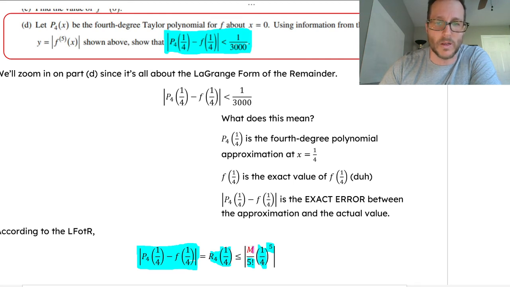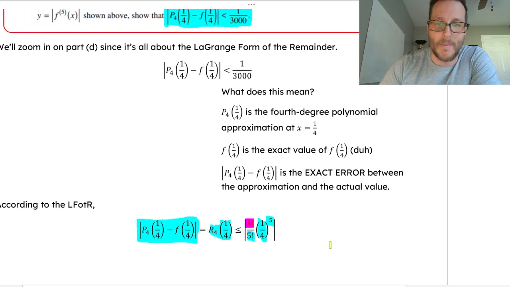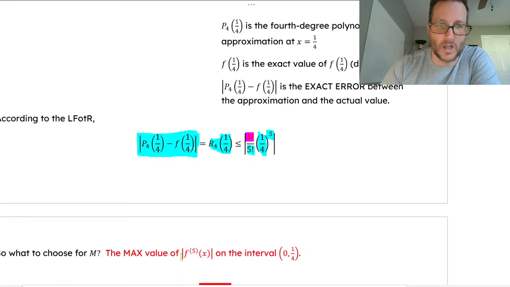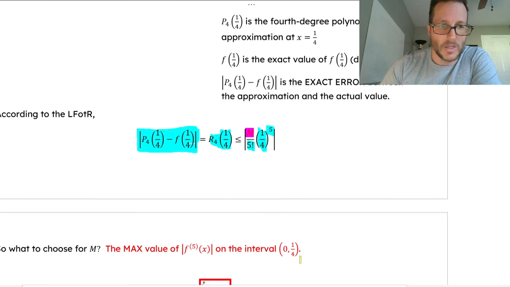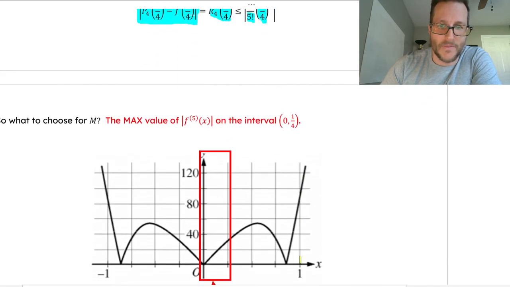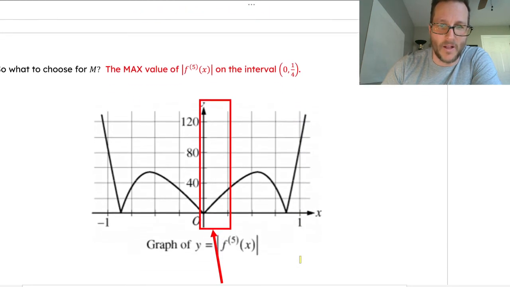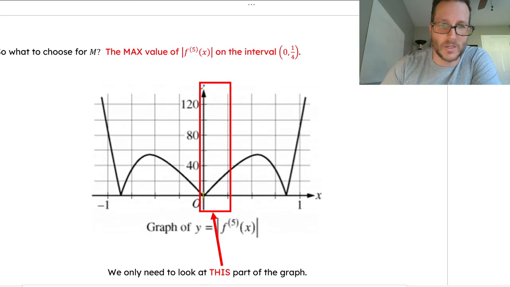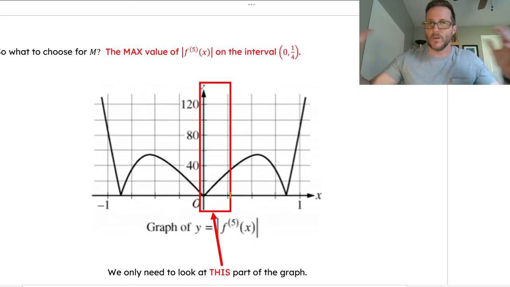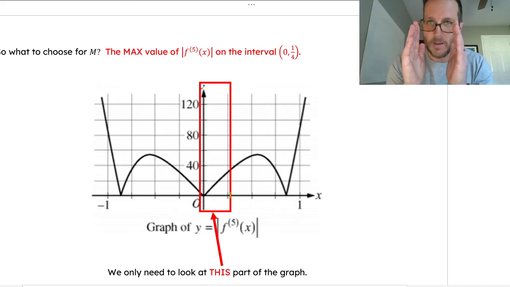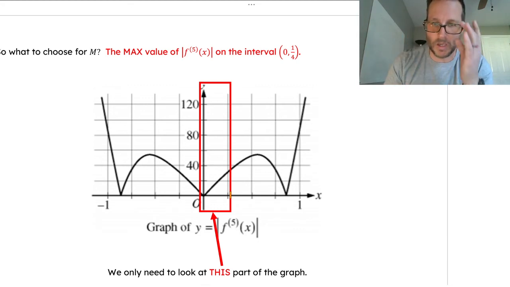How in the world, whoa, I just kind of totally erased it. What is that value of m? Well, that is the maximum value of the absolute value of the fifth derivative on the interval from 0 to 1/4. Okay, so if we look at the graph, we're going to zone in on that interval between 0 and 1/4. We don't need the rest of it. We just need the function between 0 and 1/4.